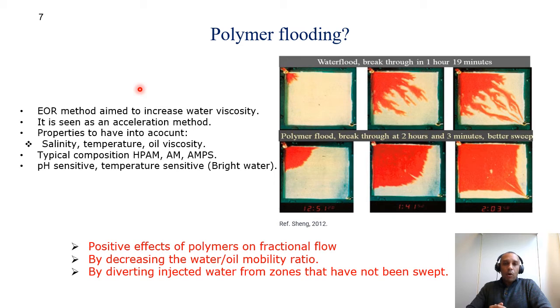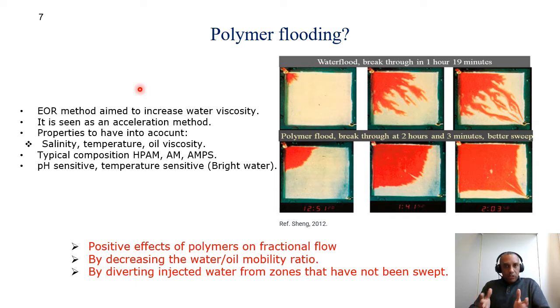Typical polymers that are used are HPAM, AM, AMPS, and all of them are sensitive to the ions present in the water. They're also pH sensitive, and temperature sensitive. And there are many polymers that are designed for specific applications in the reservoirs. Some of them can increase their viscosity as the temperature increases, and some others are simply degraded by the temperature. Some others are designed to sustain high salinities in the reservoir and very harsh environments.